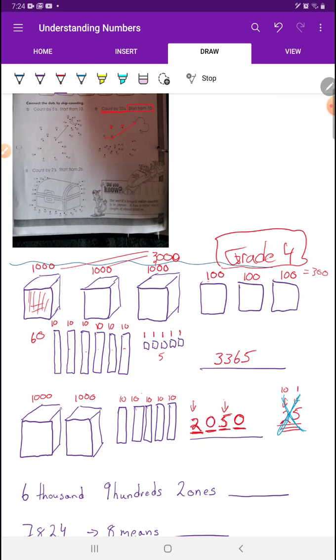How many hundreds do I have? I don't have any hundreds either, so I guess I better put a 0 there too. So I have the number 2,050. See how that works? Okay, so you always have to have those 4 digits. But if you don't have anything here, which is the hundreds place, and you don't have anything here, which is the ones place, then you put a 0 in those.